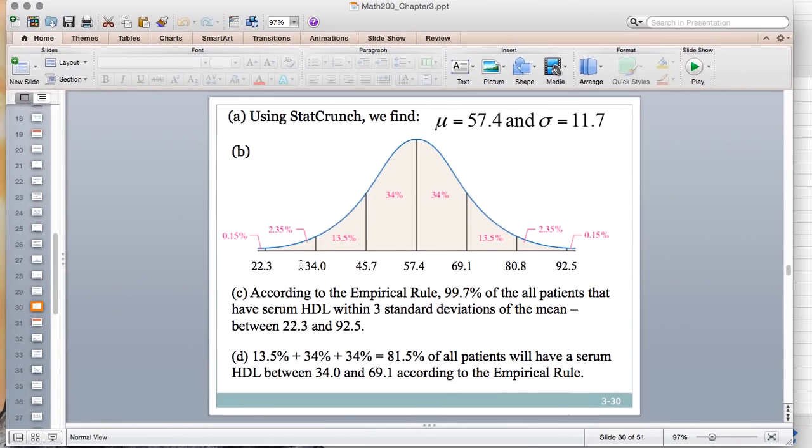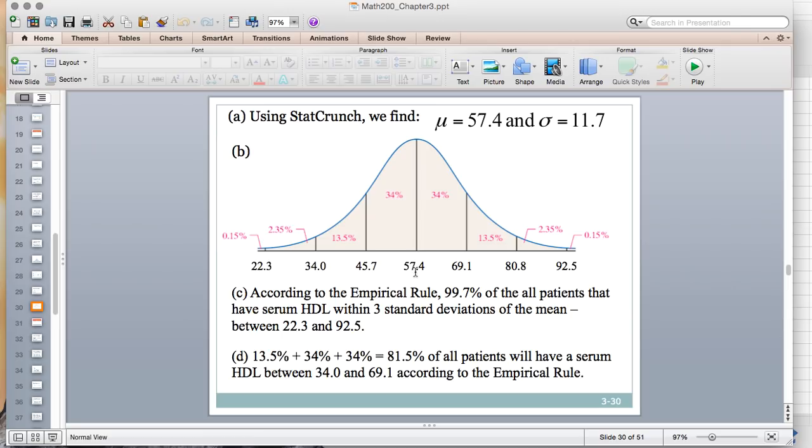So then you're going to draw a nice little bell curve, it looks something like this, and you're going to put a line right in the middle, and that's where you put your mean, so your 57.4 goes smack dab in the middle. Then we take our 57.4 and subtract a standard deviation. So we take 57.4 and take away 11.7 and we're left with 45.7, and we write that value right there. Then we take another standard deviation away and we're left with 34. And then we take one more standard deviation away and we're left with 22.3.